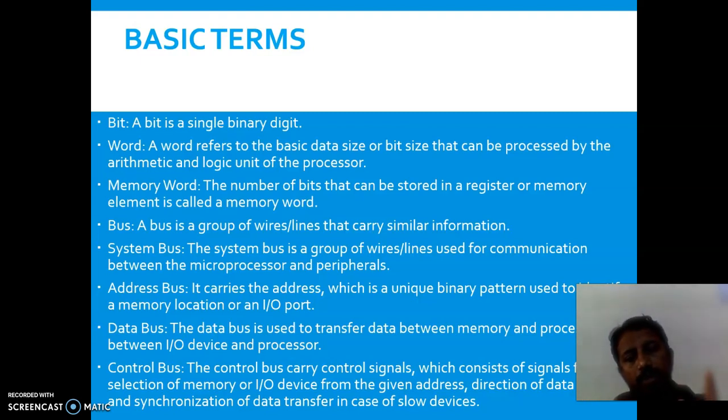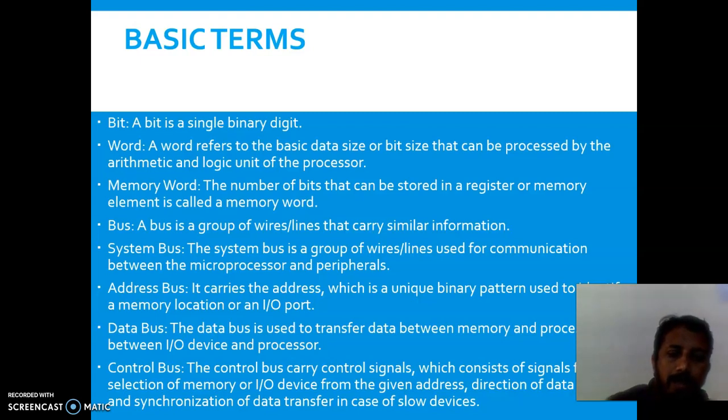So memory word may be 1 bit, maybe 4 bits, maybe 8 bits. A 1-bit memory word won't be there, at maximum extent. But mostly it would be 8 bits or 16 bits. And one more thing, 8 bits is called a byte, 16 bits is called a word.